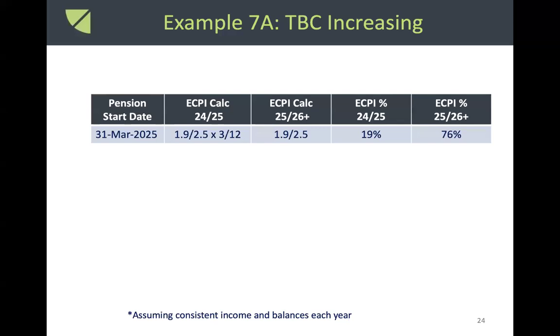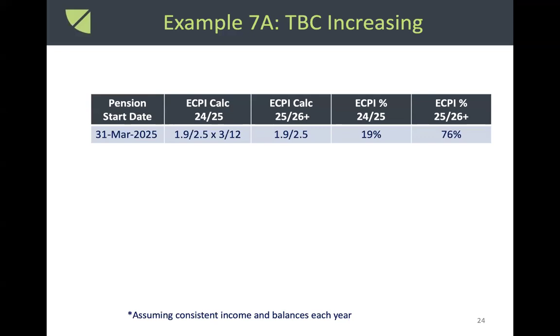So if we start the pension on the 31st of March, let's suppose you walk out of today's webinar and you think I better do this with my client. I'm going to start this pension on the 31st of March. The ECPI calculation for the current year would be 1.9 divided by 2.5. That's the proportion that's in account-based pension for 3 months of the year, for 3 out of 12 months. And that works out to be 19%. So you'd have 19% ECPI using the proportionate method.